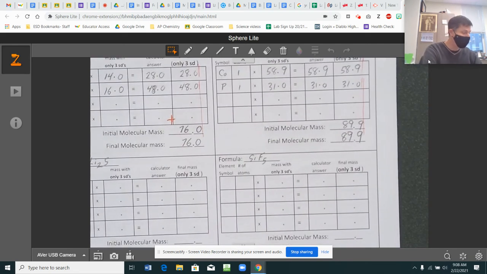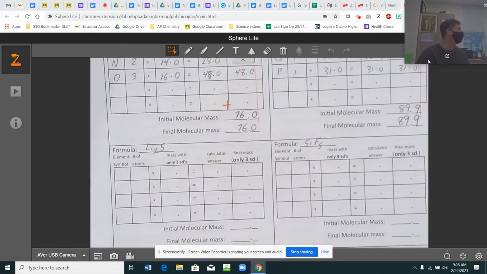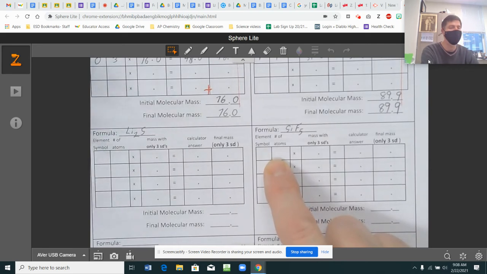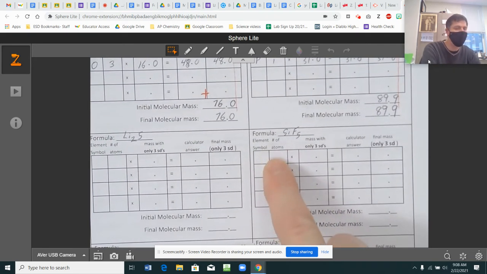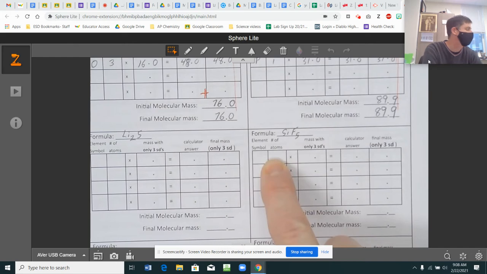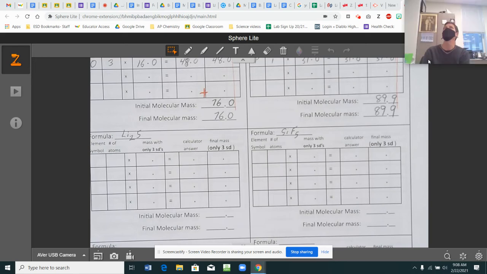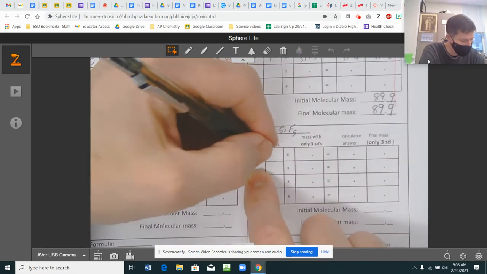Okay, so real quick, Li2S, do you think that's going to be really any different? No? Okay. So what I would like you to do, let me double check one thing to make sure it's going to do what I need. Okay, what I want you to do right now, we know Li2S is going to be the same. I'm going to ask you to do that one, but what I want you to do right now is move on to SiF5. Please do SiF5 right now. Okay? Because I want to show you something.